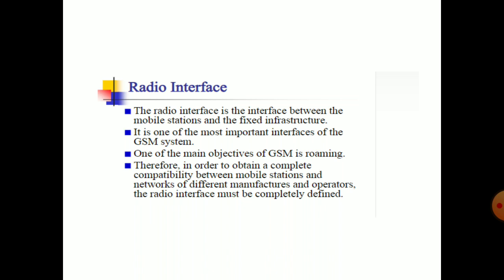It is the main aim of GSM. The main objective for using the radio interface is that GSM provides roaming services. To provide roaming services, we require complete compatibility between the mobile stations and the different network manufacturers and operators. Therefore, the radio interfaces must be completely defined.